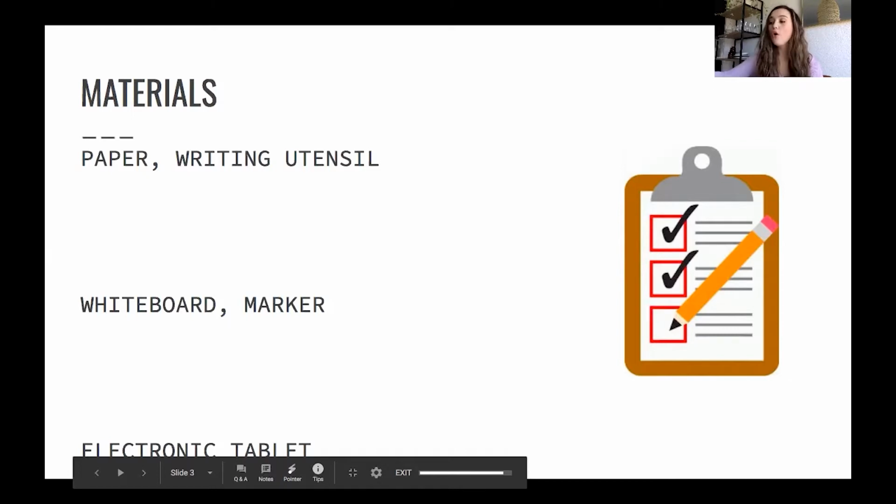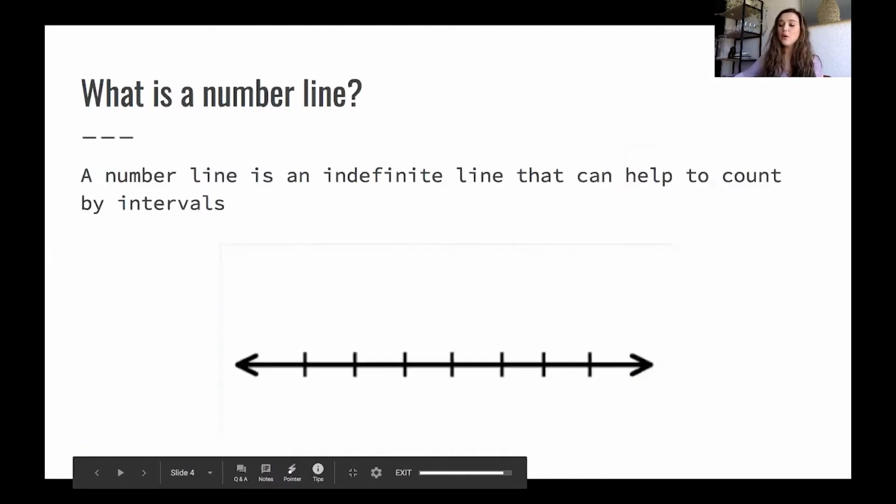All right. Hopefully you guys paused and were able to get those materials. Whichever one you have, no big deal. We are going to work together. And I today am going to be using a whiteboard and a couple different colors, but whatever you have, like I said, is fine. All right, so before we jump right in, let's talk, what is a number line?